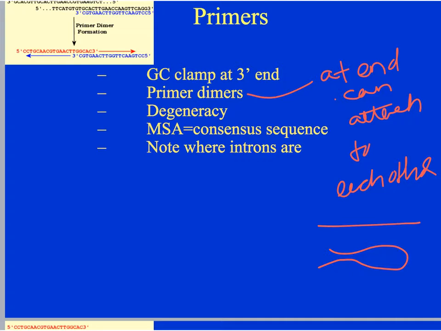And again, you can have degeneracy, but the degenerate fold increases the complexity of the cocktail of primers that you're applying. So you don't want too much degeneracy, but you can have some. And again, you can base this off of looking at your consensus sequence. All right, everybody.